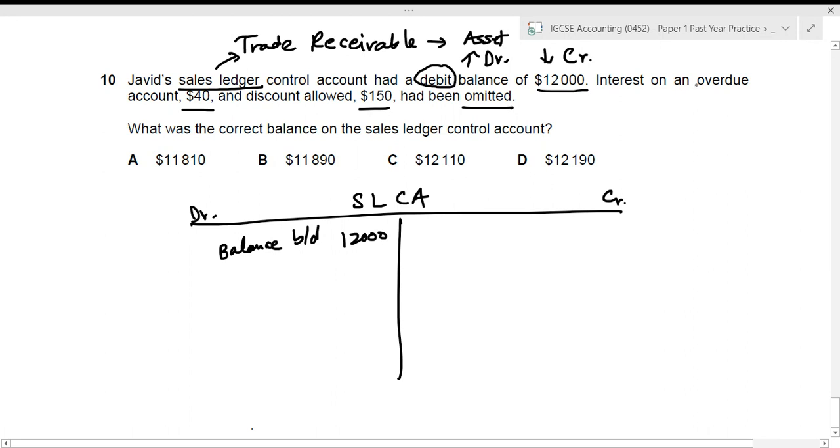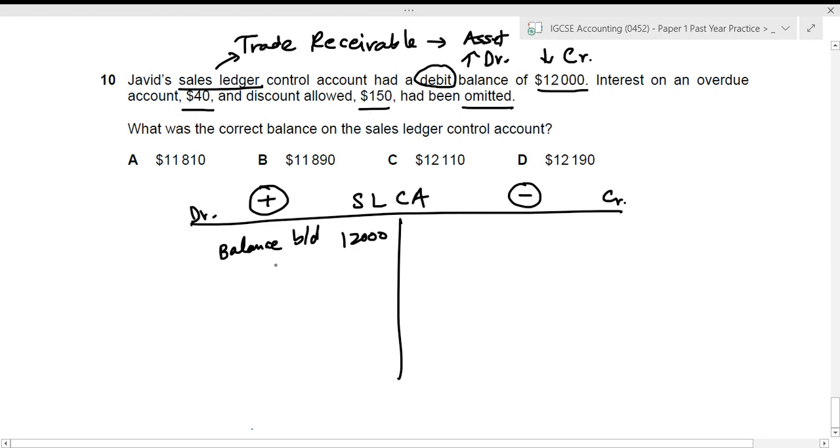First of all, interest on an overdue account. Now, interest on an overdue account means we are charging interest to the customer because the customer has not paid on time. So, there's $40, which means are we going to increase our trade receivable or decrease our trade receivable? Think about it. If the customer did not pay, we're going to charge the customer extra penalty interest here, which is going to increase our trade receivable balance. Remember, if it is going to increase, it's going to be on the debit. If it is going to be decreasing our balance, it is going to be on the credit. Increase debit, decrease credit.